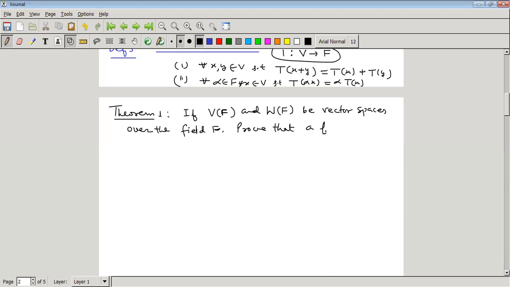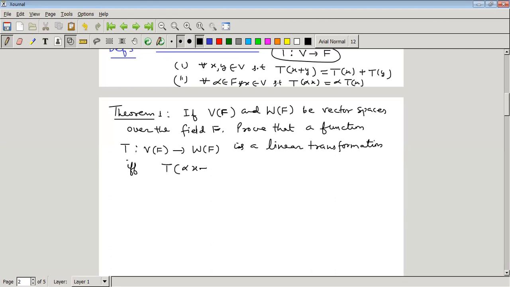A function T from V to W is a linear transformation if and only if T of alpha x plus beta y is equal to alpha times T of x plus beta times T of y.